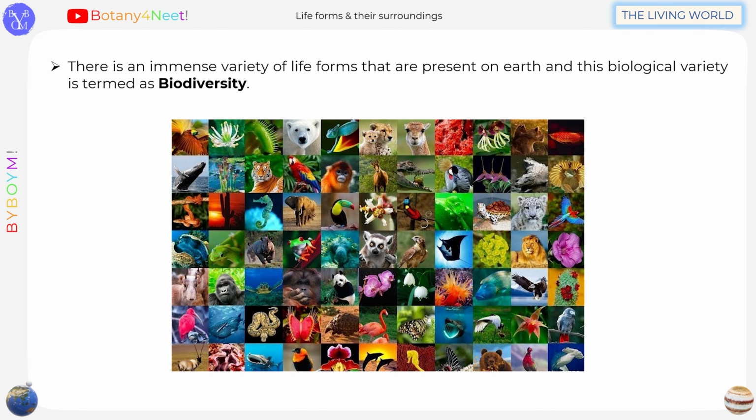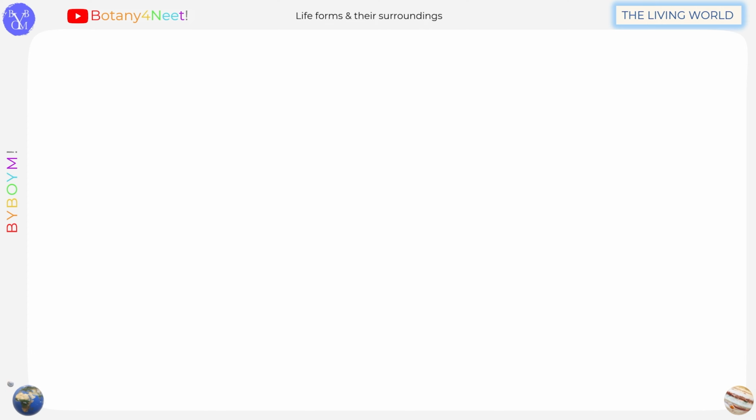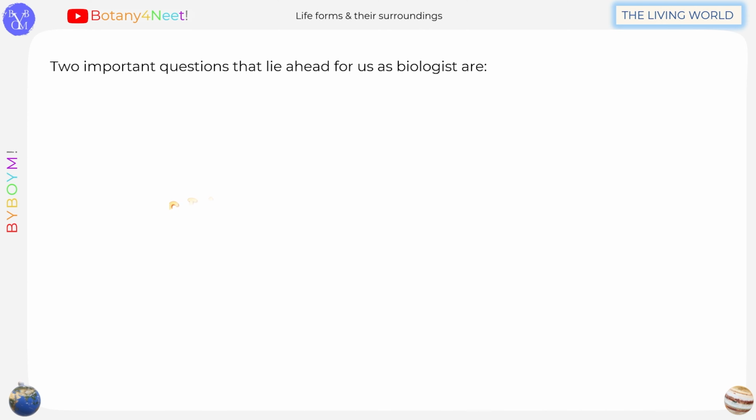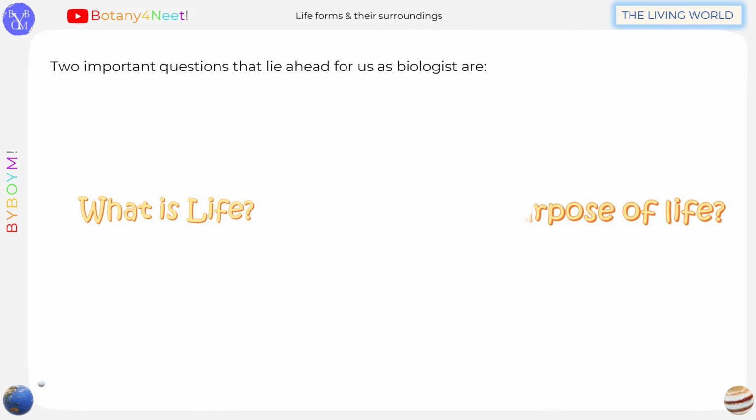We have already said that there is an immense variety of life forms on this planet, and this biological variety is termed biodiversity. So as biologists, important questions lie ahead for us. First, what is life, and second, what is the purpose of life? While the second question is philosophical and we will not be discussing it in this chapter, the first question is very important: what is life? And we will be exploring that.